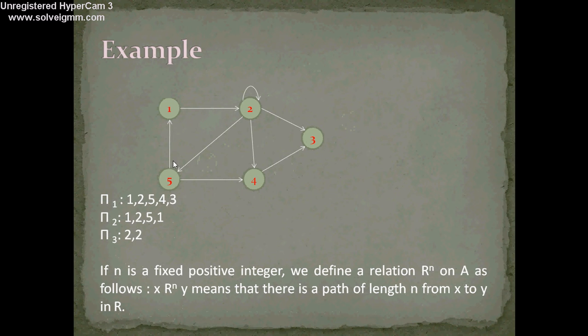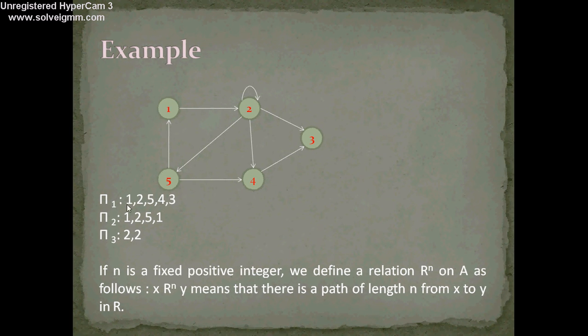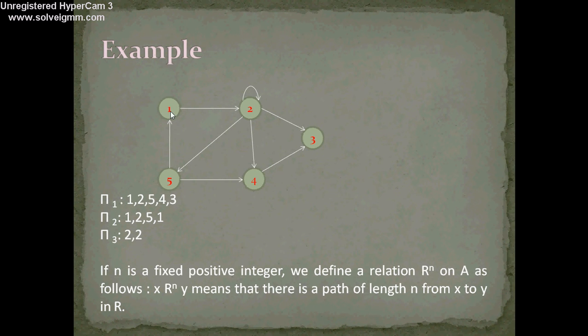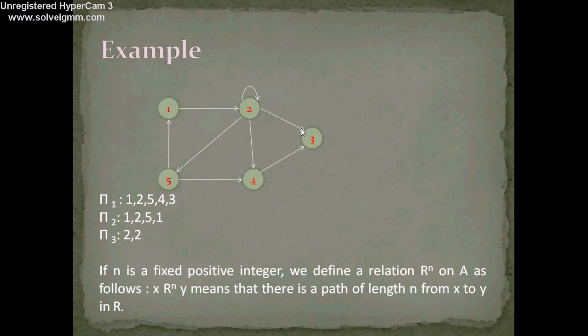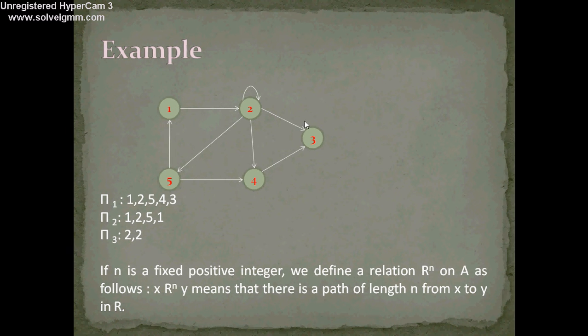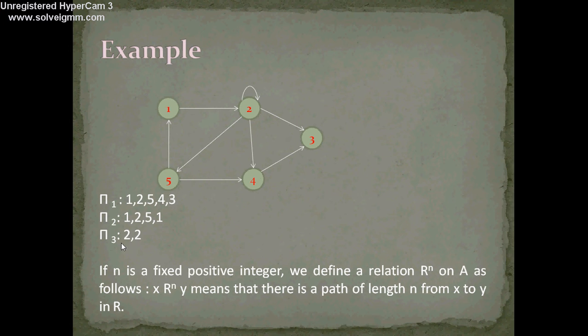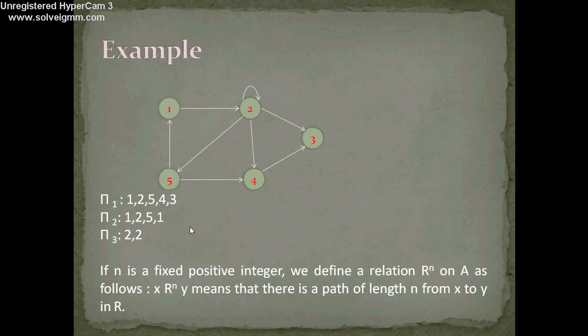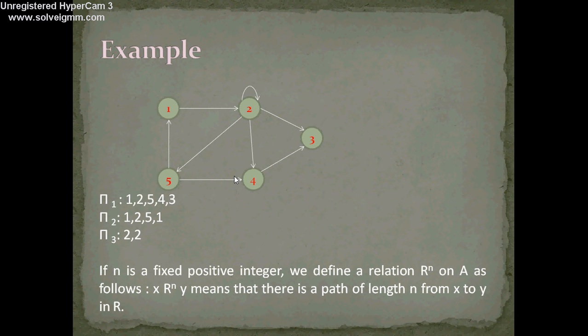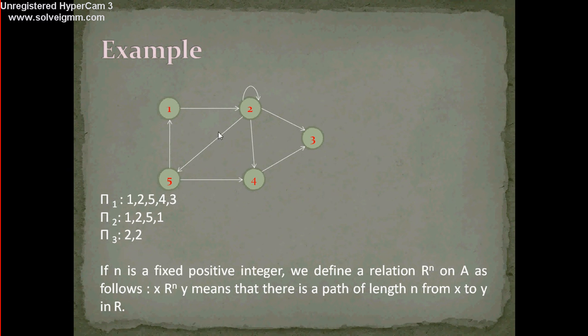We have this directed graph here. Path 1 is represented by π1, which is 1, 2, 5, 4, 3. It is a path from vertex 1 to vertex 3, and the middle elements are 2, 5, 4, such that 1 is related to 2, 2 is related to 5, 5 is related to 4 and 4 is related to 3. Similarly we have 1 to 5, and we have 2 to 2, so there is a self loop here. The concept of path is used for connectivity, to show which elements are connected.